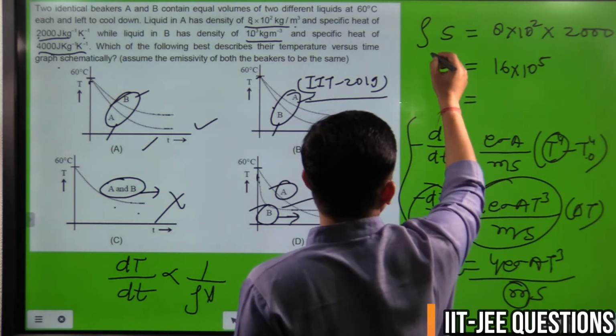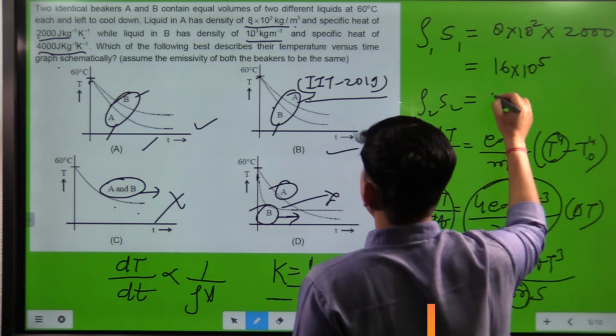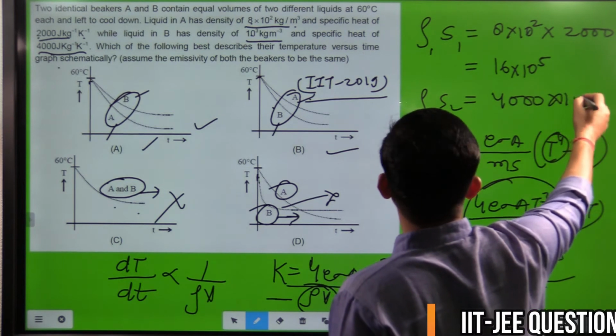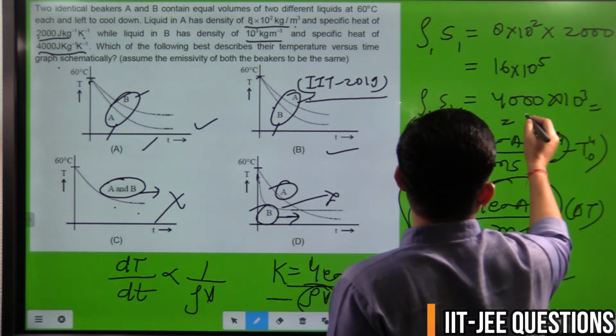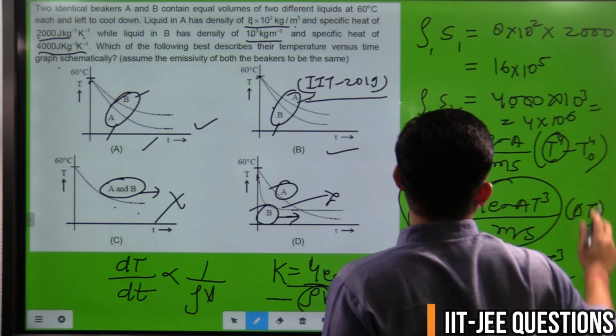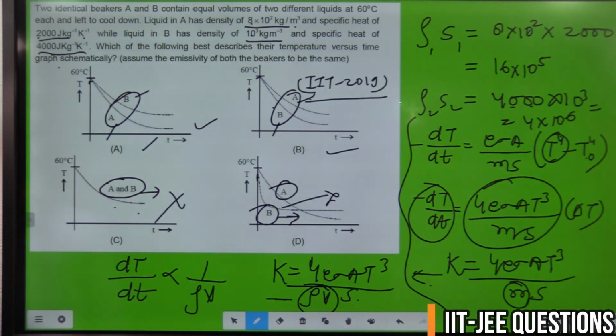In the second case, it will be 4000 into 10 to the power 3, which means 4 into 10 to the power 3 and 3, 6. Now, I think everything is clear in your mind that B loses its temperature rapidly or A.